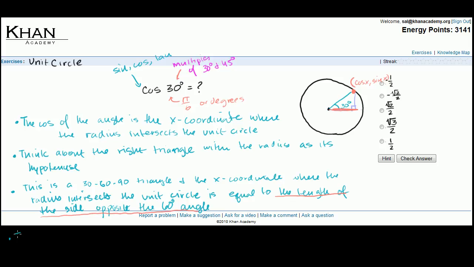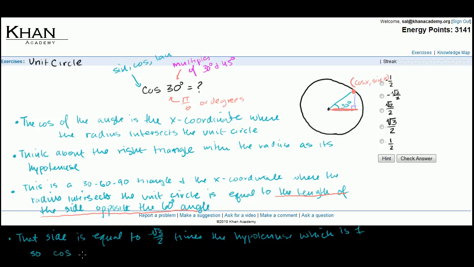And then if they still don't know how to do it, the last hint says, because it's a 30, 60, 90 triangle, or we could play with the wording a little bit, that side is equal to square root of 3 over 2 times the hypotenuse, which is 1. So cosine of 30 degrees is equal to square root of 3 over 2. And just to make it clear, we might want to throw in here, from our knowledge of 30, 60, 90 triangles. And we've already made a module on that.